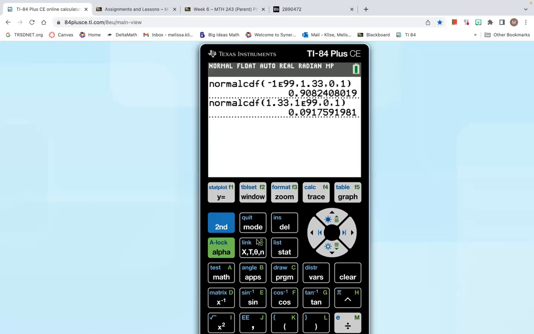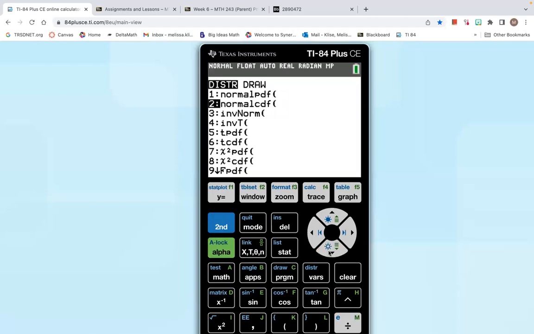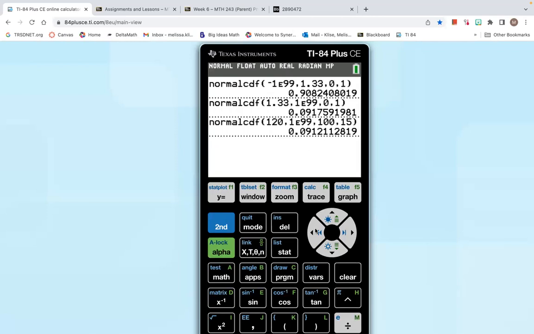One thing nice about the normal CDF though, is you don't have to use z-scores. So let's actually use my actual values. I'm going to do second vars, normal CDF, and I'm going to do greater than 120 for my IQ. So my upper is still 1E99. My mean was 100. My standard deviation is 15. So if you are not using z-scores, you put the actual mean and standard deviation in there, and I should get the same thing or really close. It's close enough that you're going to be just fine. All right, questions on that? We're going to have more practice as we go.